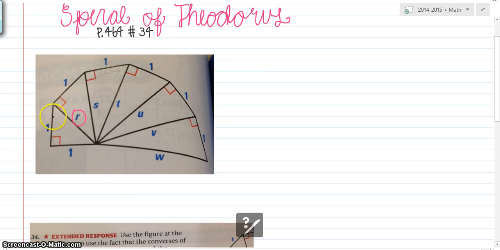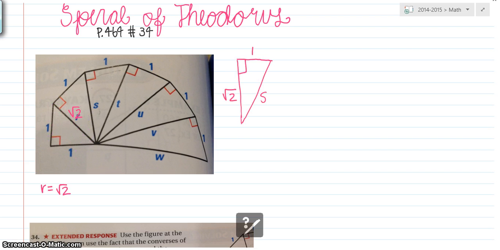To find r, we could do one of two things. Use the Pythagorean theorem to find it, or decide that this is a 45-45-90 triangle, which it is, because these two sides are equivalent, so we can call them both x. And since they're both equivalent, we can call these angles 45 degrees. In the 45-45-90 postulate, the hypotenuse is x square root of 2, and x in this case is 1, so this side, or r, is square root of 2.